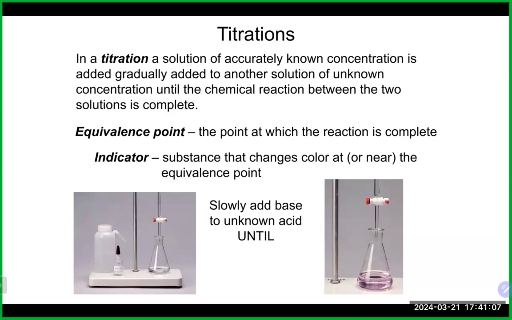And really, the equivalence point in an acid-base titration is the point where the moles of the acid will equal the moles of the base. So that is essentially what the equivalence point means. You've added exactly the same number of moles of each of those things, and you reach the equivalence point.